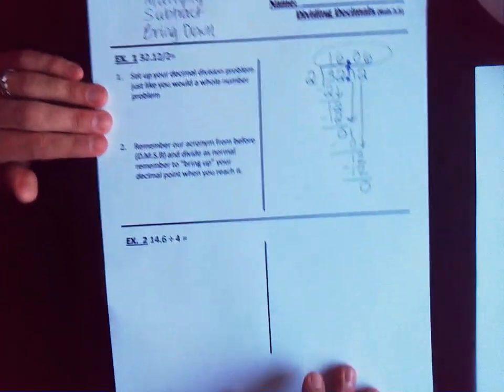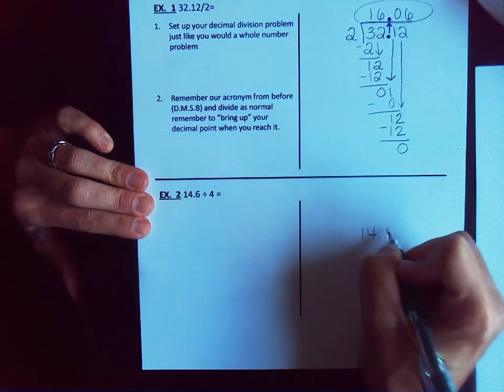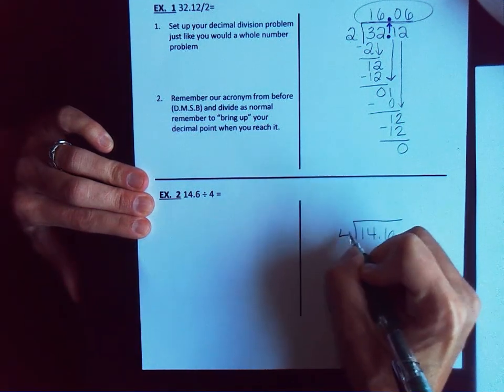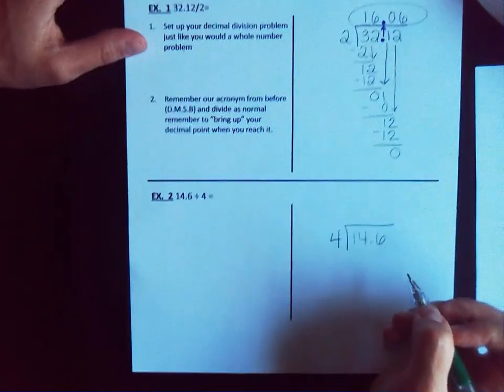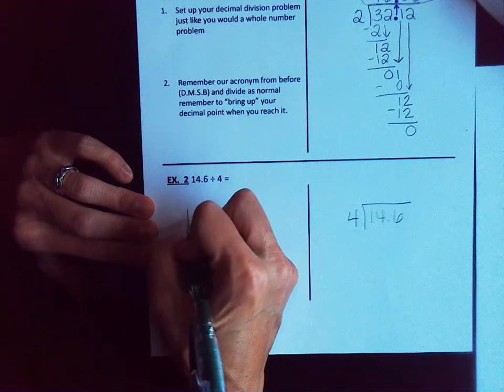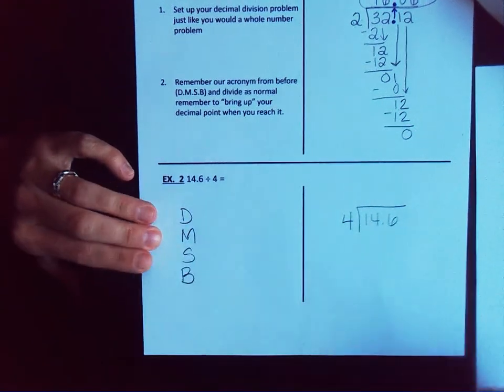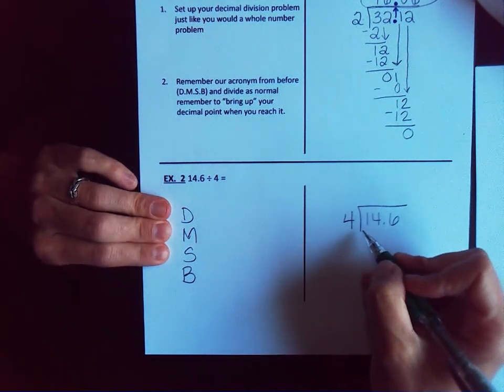Let's go ahead and practice another one. So I'm going to rewrite my problem, 14 and 6 tenths divided by 4. And I'm going to still be thinking about divide, multiply, subtract, bring down. Dirty monkeys smell bad. So I'm just going to write this over here to remind myself of my steps when I'm working with long division.